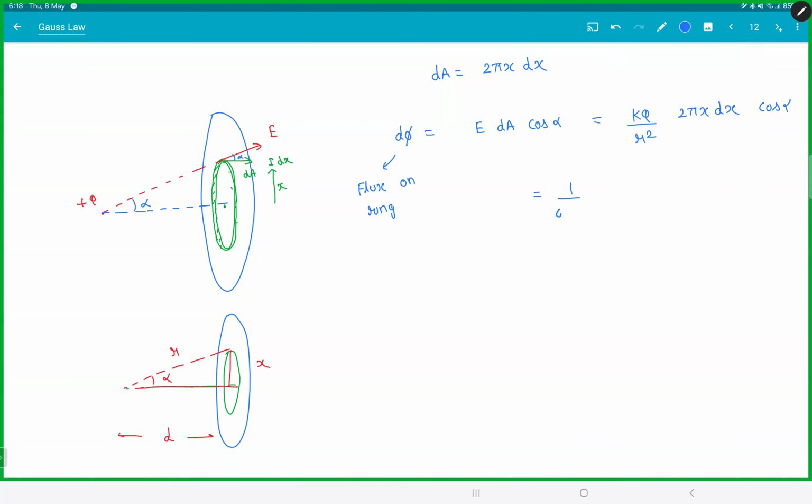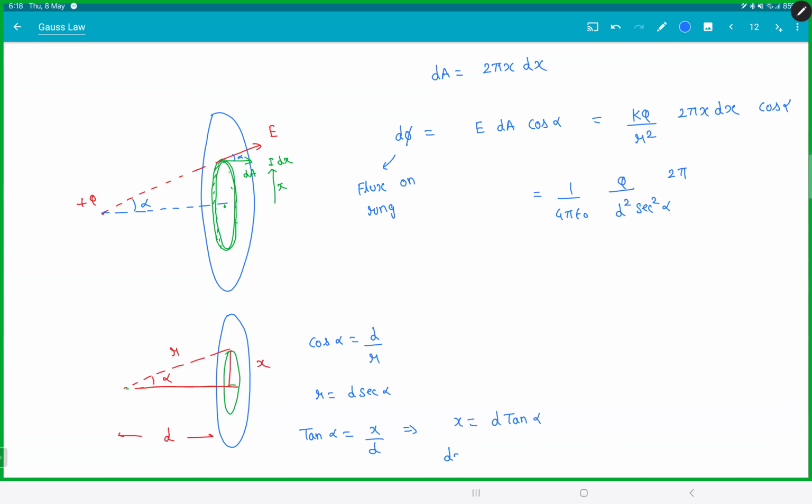K will be 1 by 4 pi epsilon Q, and R will be, now see, D is actually constant. So I'll get everything in terms of D. So we have cos alpha is equal to D by R. So R will be D secant alpha. So this guy will be D square sec square alpha, and this guy will be 2 pi. And what is X here? Tan alpha is X by D. So we have X is equal to D tan alpha.